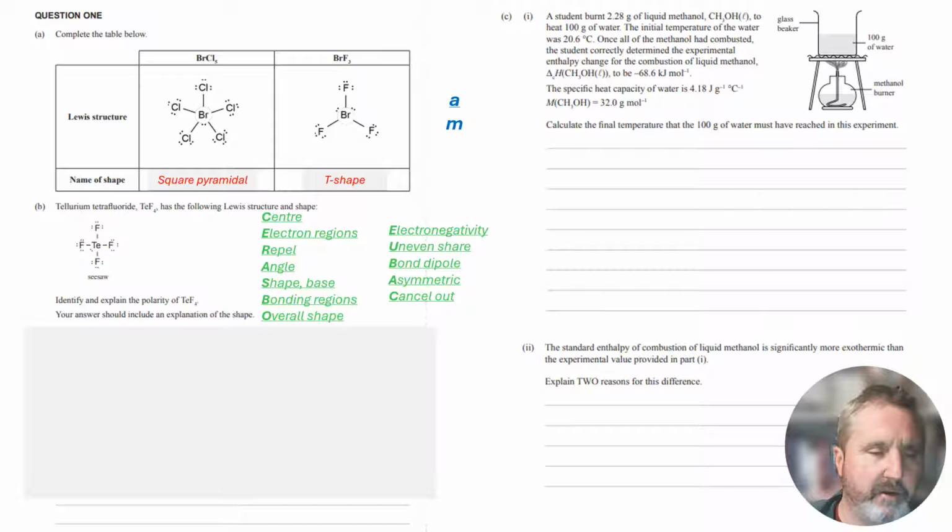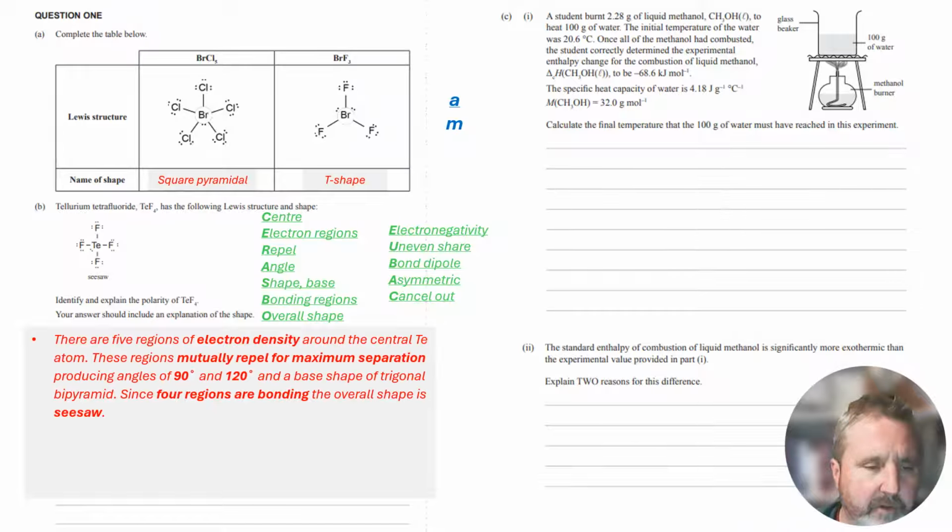So let me show you how I do this. In this Lewis structure here, the central tellurium atom has 5 electron density regions around it. These regions mutually repel for maximum separation and produce the angles.